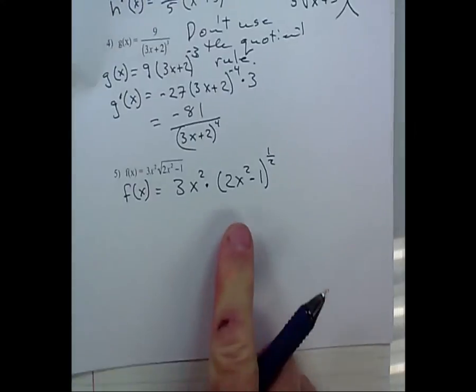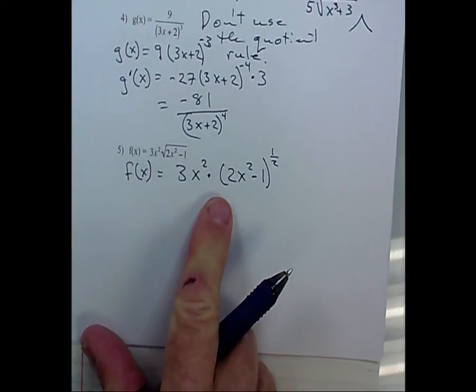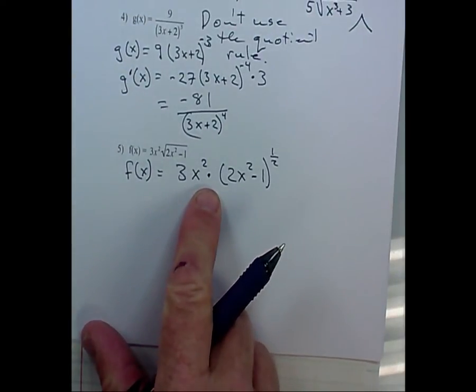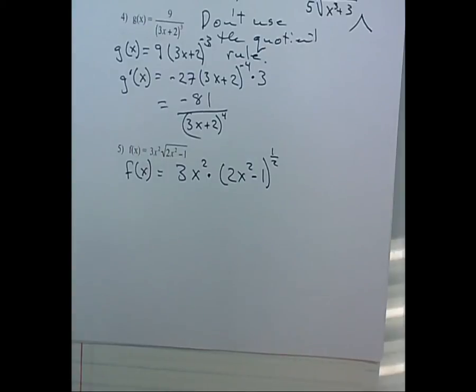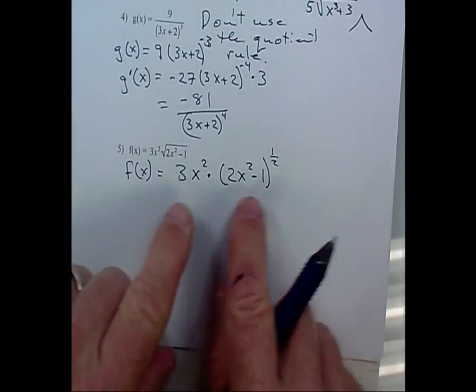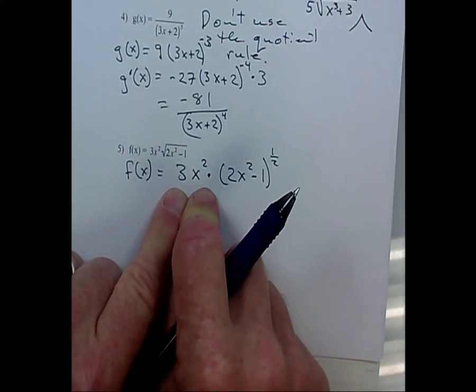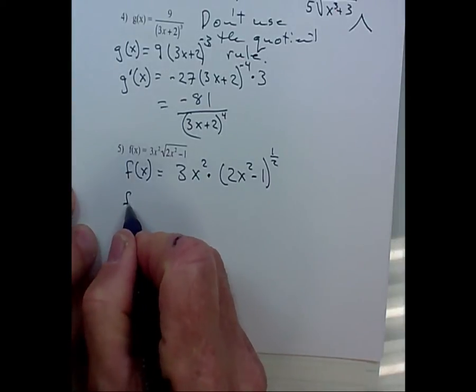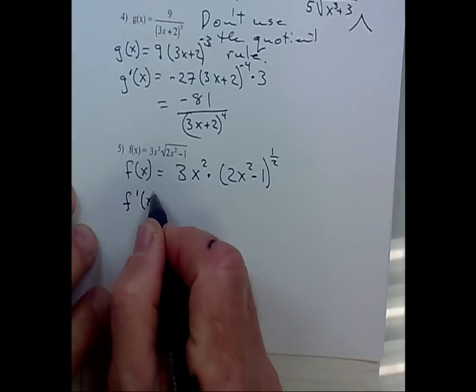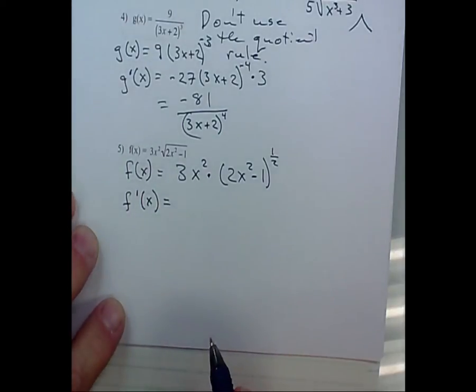But I do write everything with powers, and I put a dot in here to remind me that I got to do the product rule. Okay, because I have two separate things. I have a square root and I have a quadratic, correct? That I'm multiplying. So I'm going to take the derivative and I'm going to ask Allison. We're going to do the product rule.